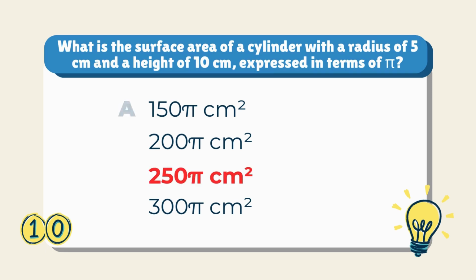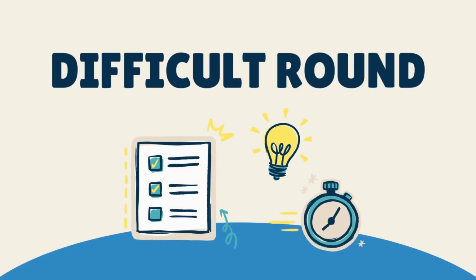Time's up. The correct answer is letter C, 250 pi square centimeters. Good job! That's the end of the average round. Make sure to take note of your points. Now, we have the difficult round. The difficult round won't have any choices, and you have 1 minute to answer each question.